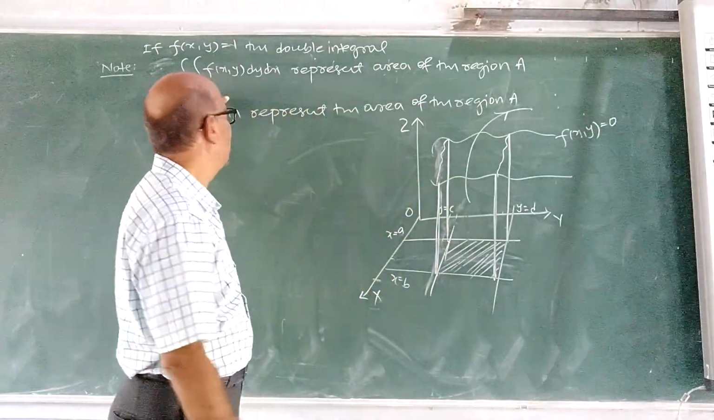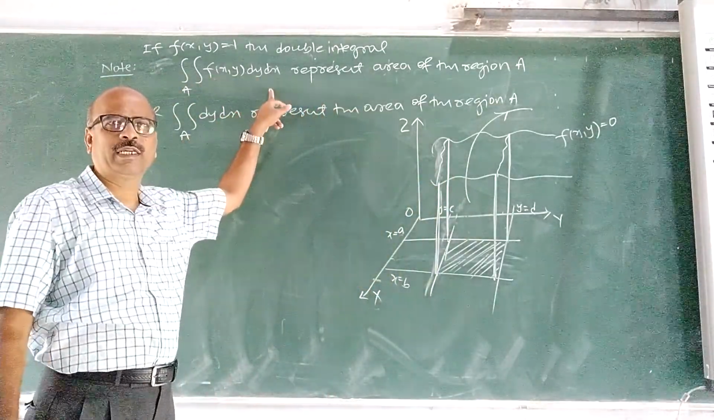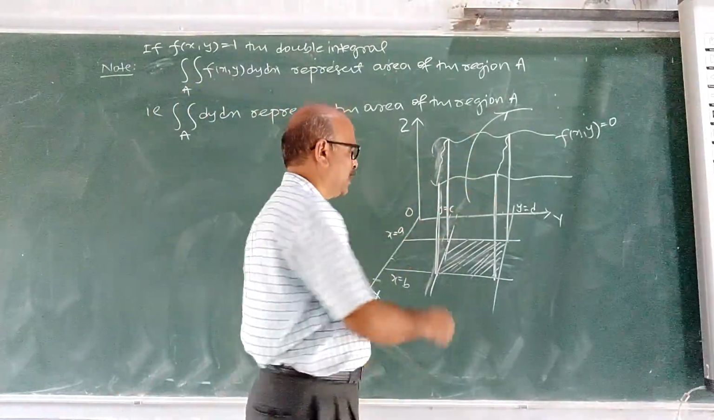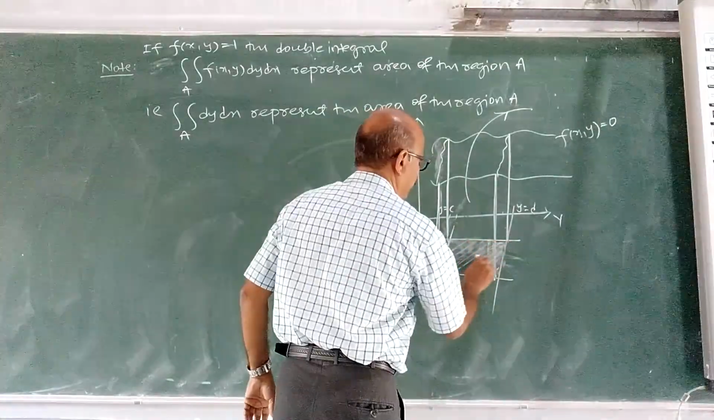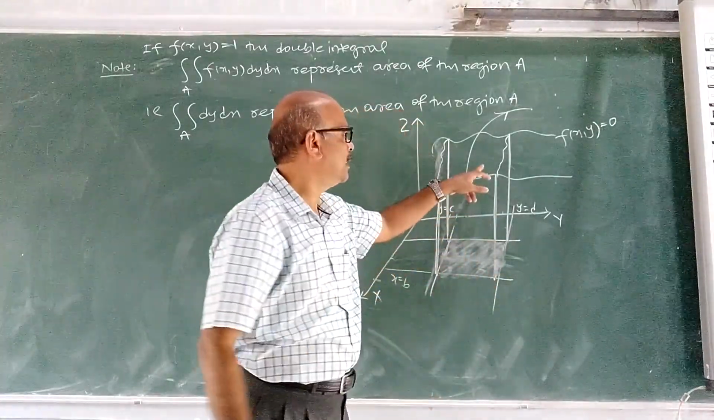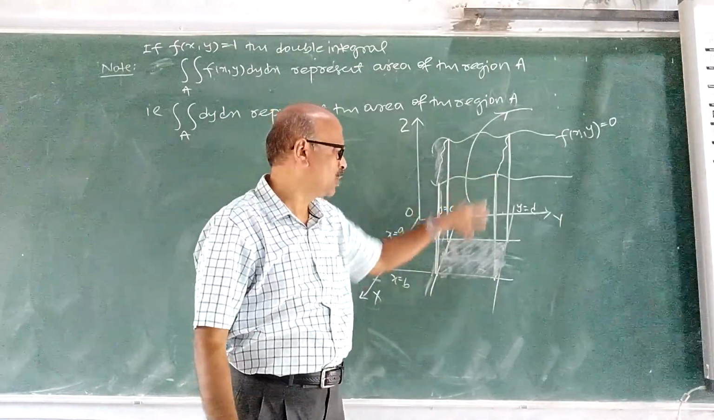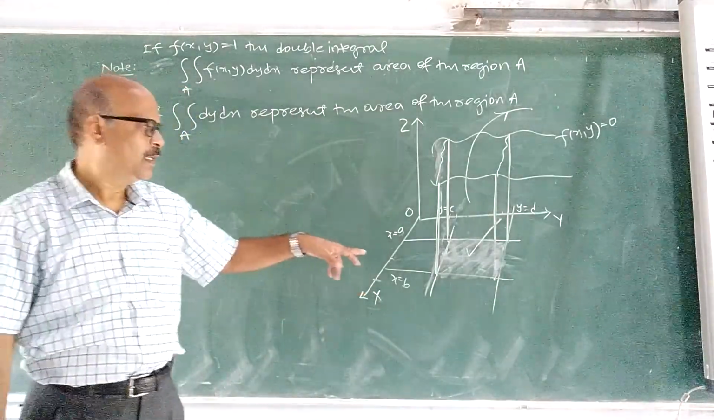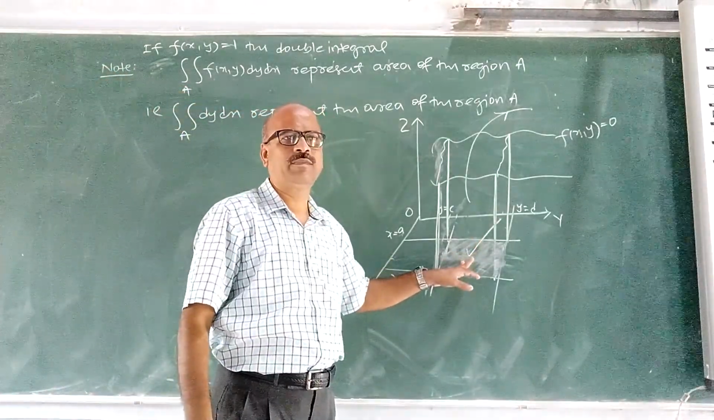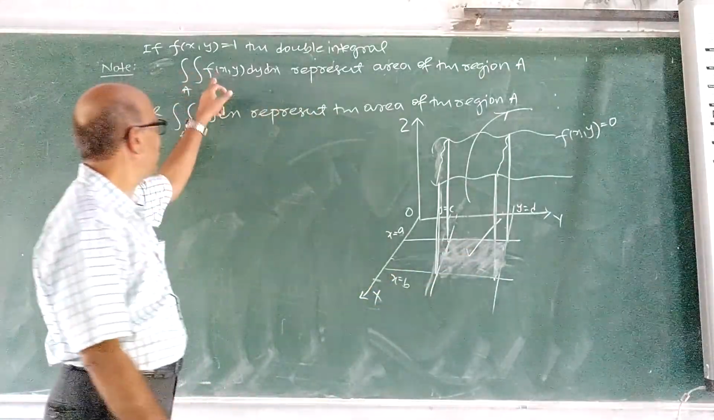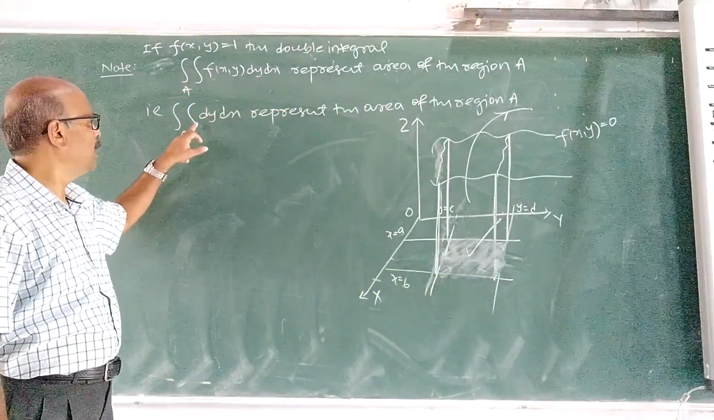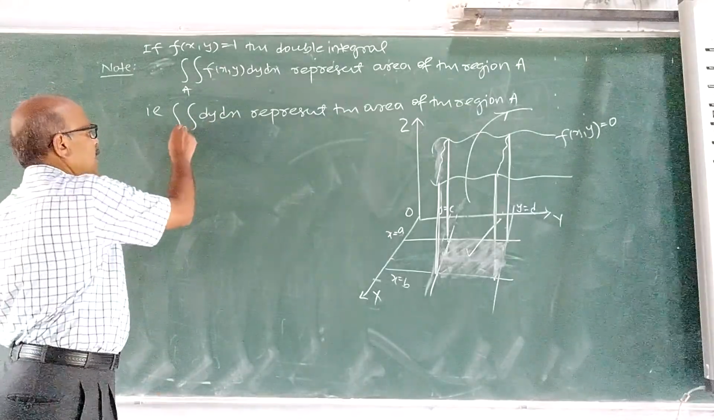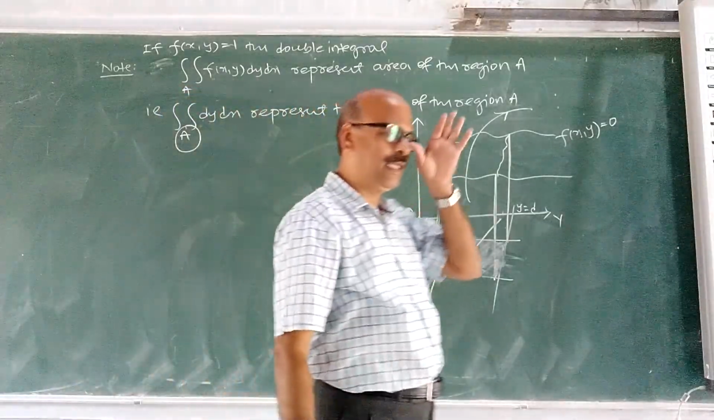If you integrate over the region A, f of xy dy dx. Suppose f of xy is 1. Then what happens? You will get only this much. You will not get this surface. f of xy is constant, so you will get only this area, the plane area. Therefore, if f of xy is 1, that is, if you take only the double integral dy dx over the region A, then you will get only the region A.